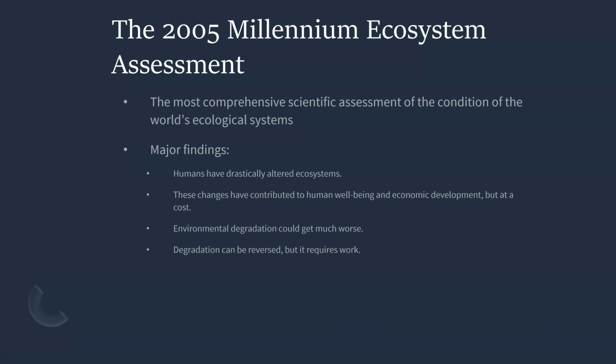So the 2005 Millennium Ecosystem Assessment was the most comprehensive scientific assessment of the condition of the world's ecological systems. Some major findings we saw were that humans have drastically altered ecosystems, and these changes have contributed to human well-being and economic development, but at a cost. So we have indirect costs for that. Environmental degradation could get much worse, and degradation can be reversed, but it requires work. And it requires all of us to be cognizant of our ecological footprint.